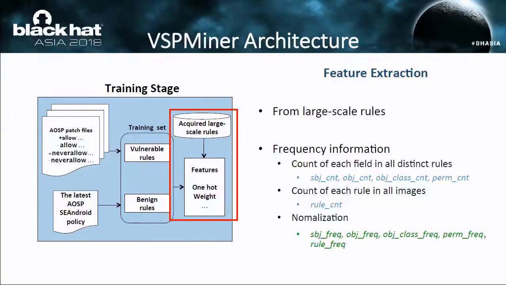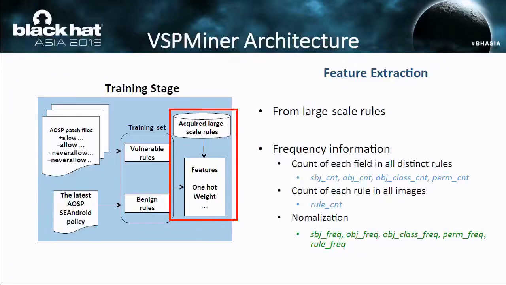Maybe we have millions of distinct rules, and we also focus on the subject field. This means that if the subject appears in many rules, it is very important and it has the ability to access many resources. So the weight information will be much higher than some other domains.